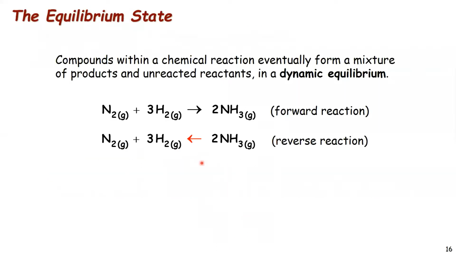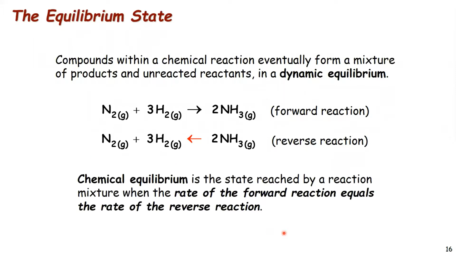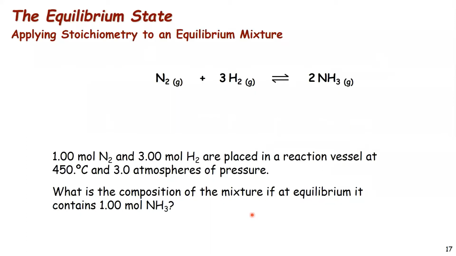Okay, now again, remember this is dynamic, so it's happening all the time. It's never stopping. It's just that the rate of this forward reaction is equal to the rate of the reverse reaction. Okay, so again, chemical equilibrium is the state reached by a reaction mixture when the forward rate is equal to the reverse rate.